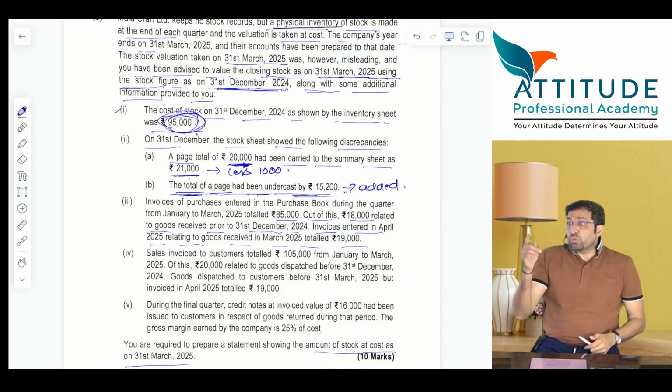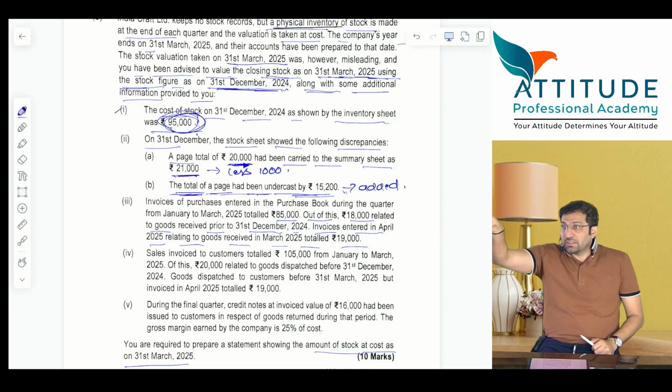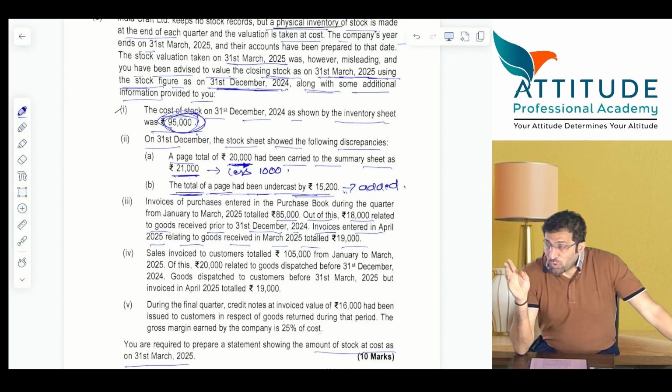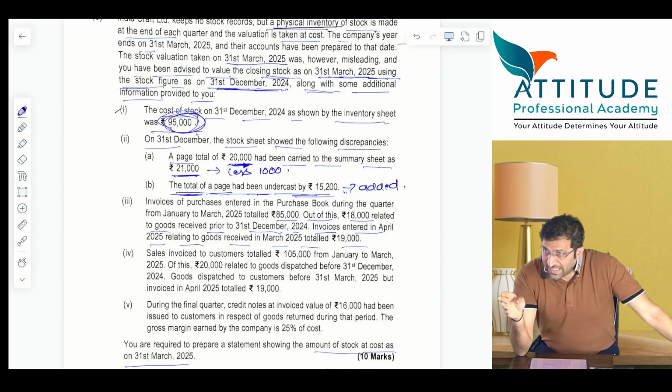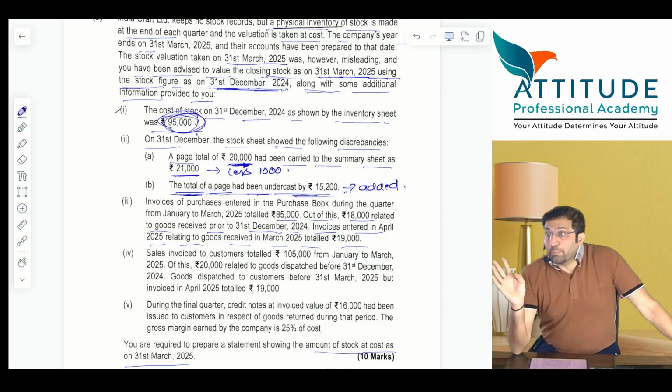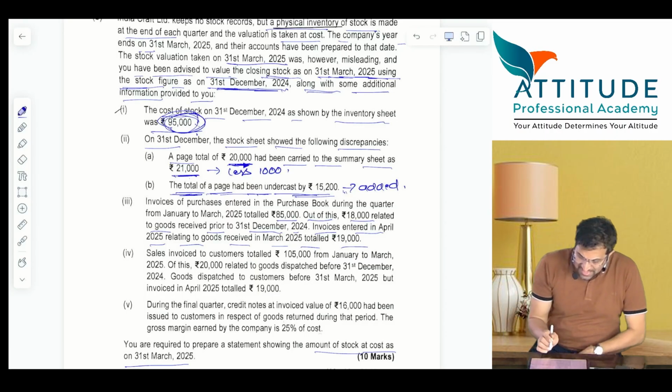Now you have to assume two things here. In the Sale of Goods Act, when the invoice is made, is the ownership transferred, or when the goods are delivered is the ownership transferred? That again depends. So here is an assumption. We assume that ownership is transferred when the goods are delivered. Did you understand? We will work with that assumption. Now tell me, when was this 18,000 delivered?